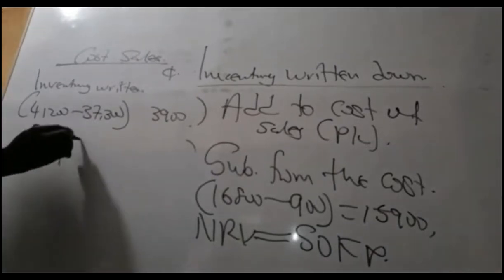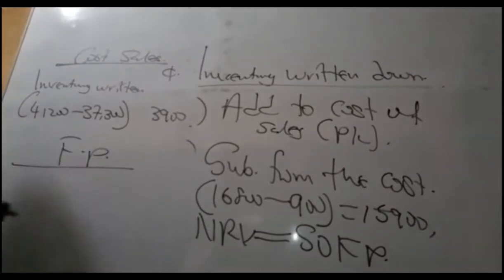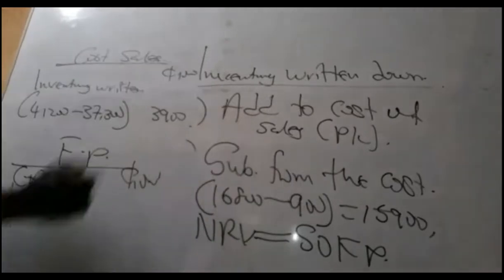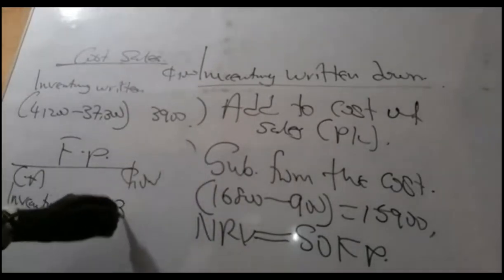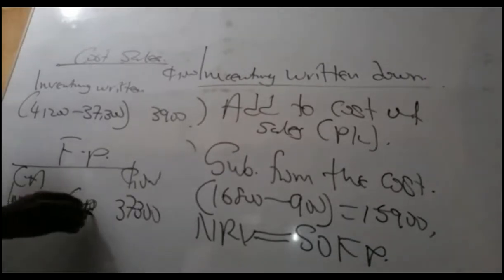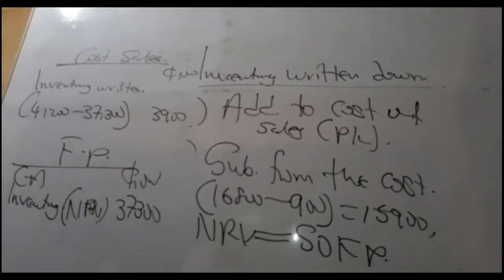So in my cost of sales, this is what will happen. Then when I go to my financial position, the balance sheet, I write current assets and go to inventory and tell the examiner that the inventory value will be 37,300. We said that is the NRV, if it is the least one. We are done. So that's the end of IAS 2 Inventory.